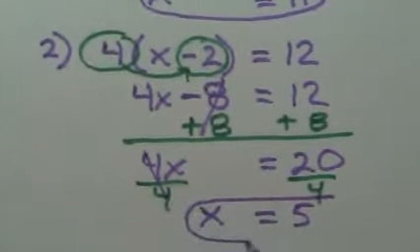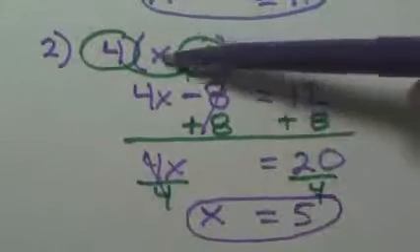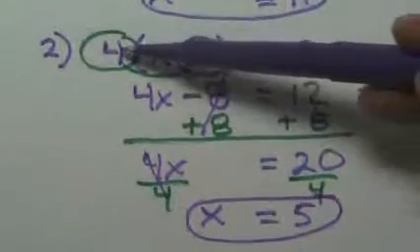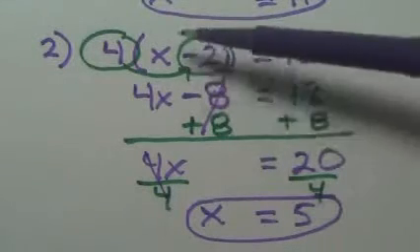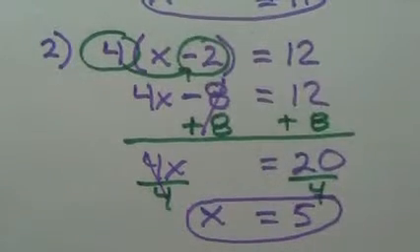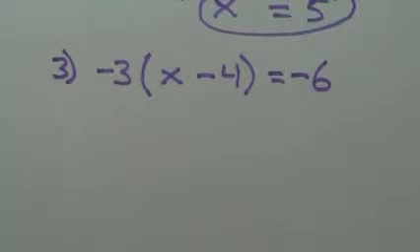5 times. To check it, you just plug a 5 in there. 5 minus 2 is 3. 3 times 4 is 12. See, the left side will equal the right side if you put a 5 for this x. We are correct. Third example.